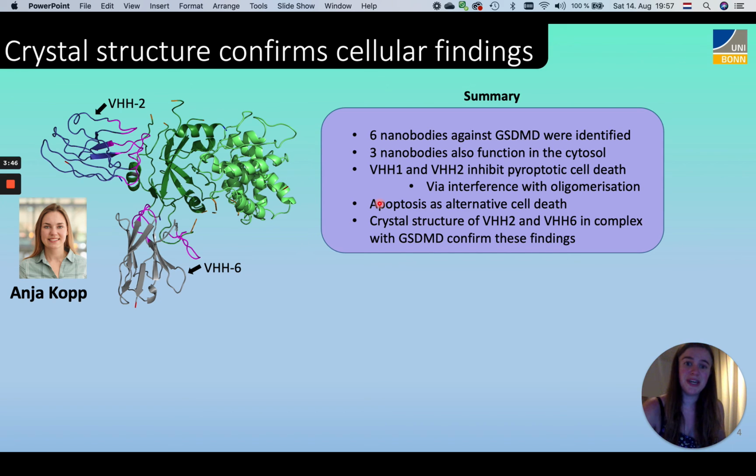To summarize, we have found 6 nanobodies against gasdermin D, of which 3 function in the cytosol. Nanobody 1 and 2 inhibit pyroptosis via their interference with oligomerization, and we could see that these cells instead undergo apoptosis.